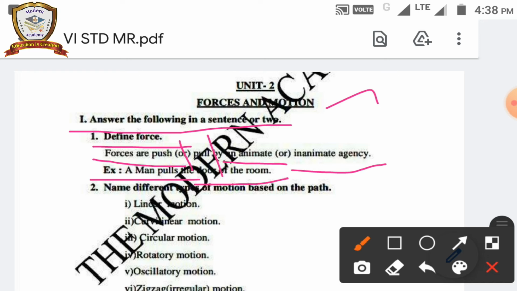Second question: name different types of motion based on the path. First one, linear motion. Second, curvilinear motion. Third, circular motion. Fourth one, rotatory motion. Fifth one, oscillatory motion. And the last one, zigzag or irregular motion.